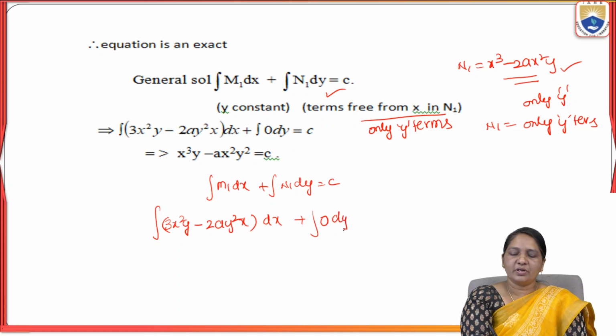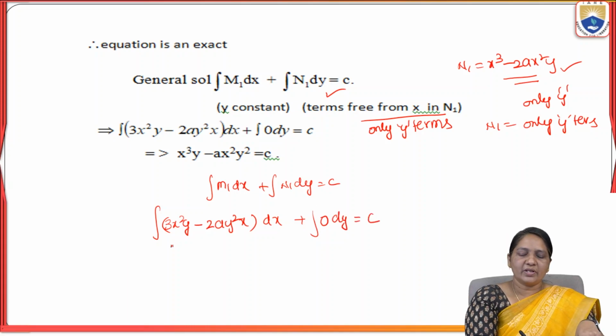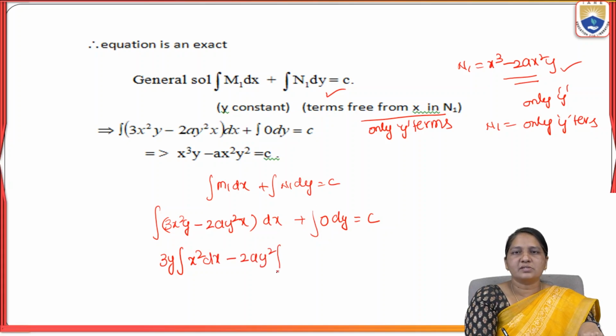So 0 into dy equal to c. Finally, when we integrate with respect to x, 3 is a constant and y is a constant: integral x square dx, minus 2a also constant, y square also constant, integral x dx, plus 0 equal to c.